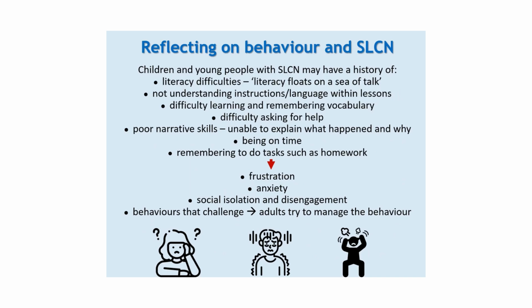Reflecting on behaviour and SLCN. Children and young people with SLCN may have a history of literacy difficulties, as literacy floats on a sea of talk. They may not understand instructions or language within lessons, have difficulty learning and remembering vocabulary, have difficulty asking for help, have poor narrative skills, be unable to explain what happened and why, and struggle with being on time and remembering to do tasks such as homework. This leads to frustration, anxiety, social isolation and disengagement, and behaviours that challenge. Adults try to manage the behaviour.